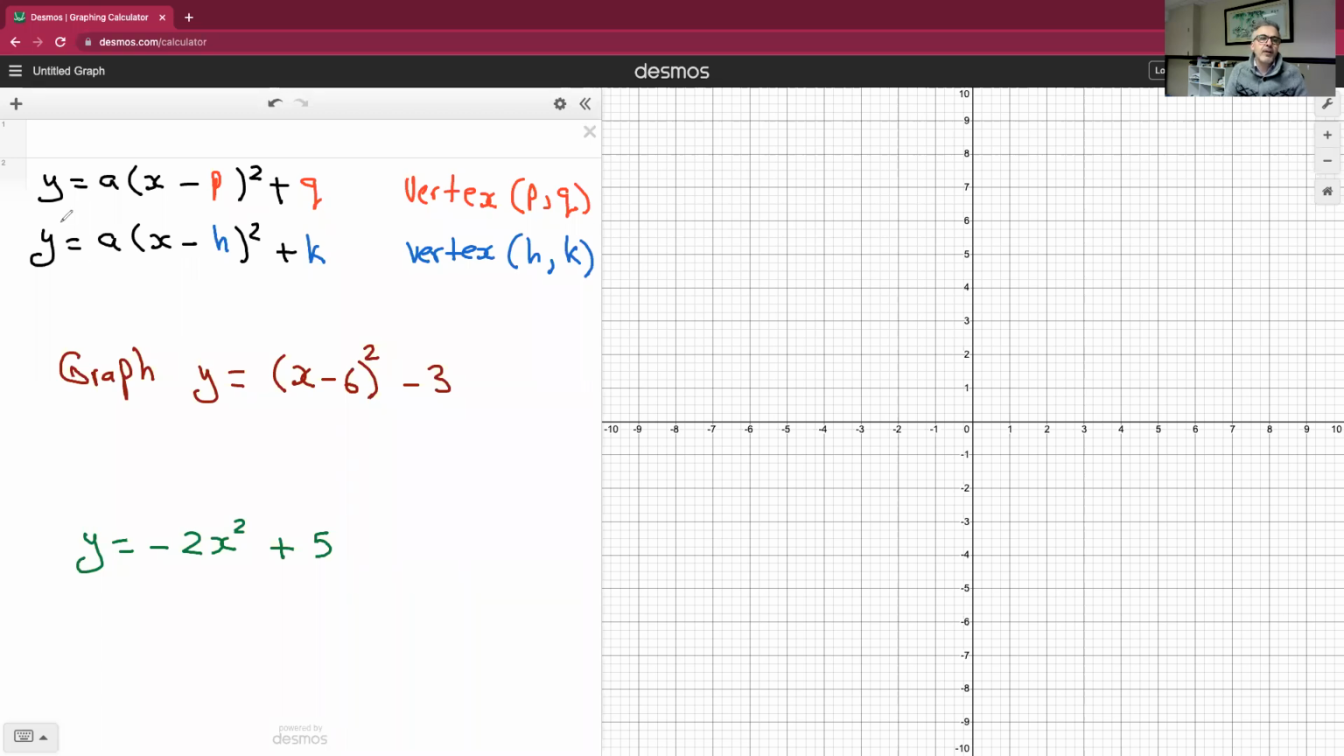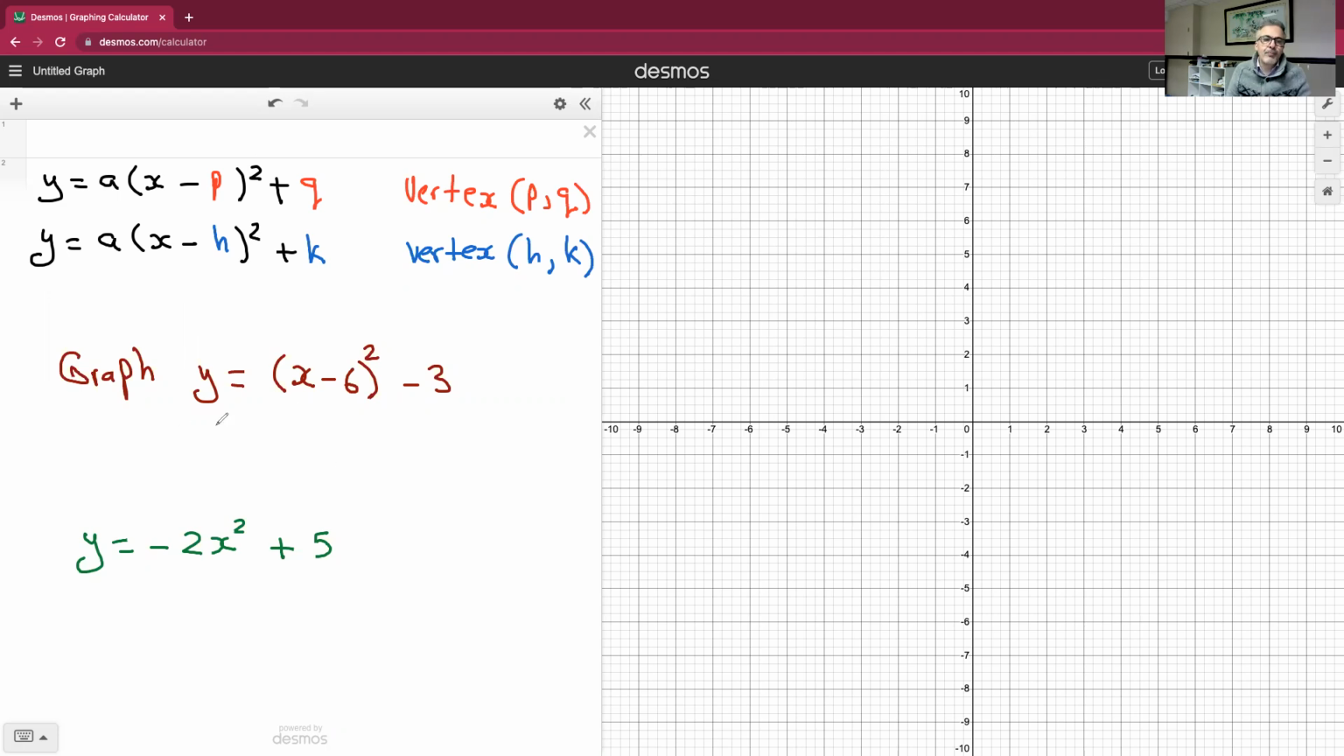So here, the quadratic equation in vertex form, this is called vertex form. You'll see the equation written like this or like this. Some schools use P and Q, and some schools use H and K. Basically, here the vertex is P and Q, and here the vertex is H and K. It's the same thing. They're just using different variables.